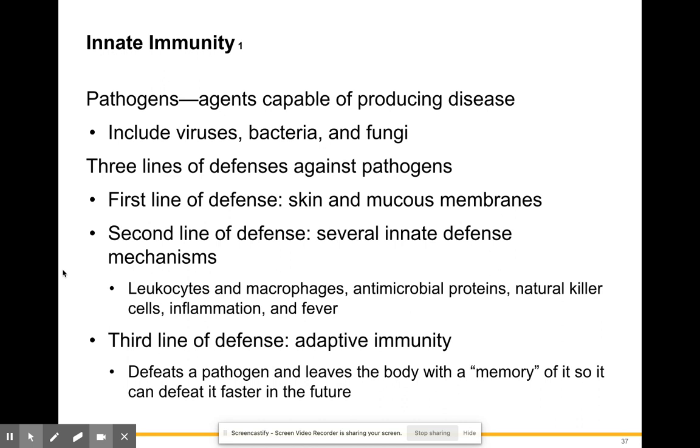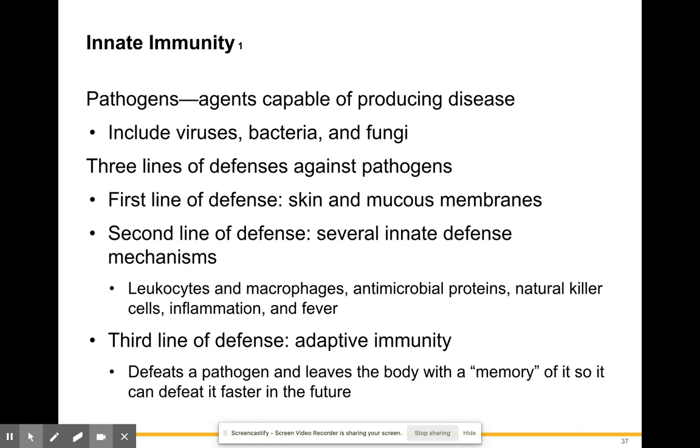Let's say the first line of defense fails. Maybe we have a cut on our skin, and bacteria gets into the living tissue that's exposed at that wound. Or let's say the mucus that is trapping pathogens in your body doesn't drain very well. Say, like you listen to my sinuses right now, I have a little head cold. The reason for that is there's mucus in my sinuses that is not draining, and that's going to cause bacterial growth in the mucus. So my first line of defense did not serve me very well right now.